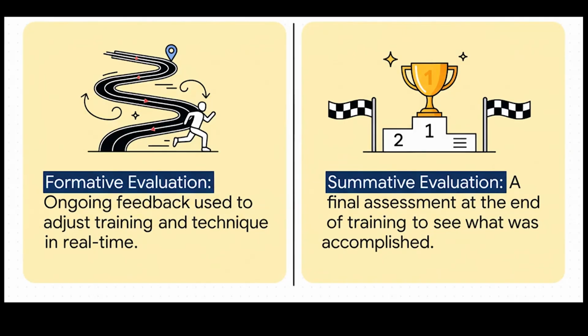Okay, so when we talk about evaluations, there are two main flavors you've got to know for the exam. First, you have formative evaluation. The best way to think about this is like your GPS, giving you real-time updates. It's the constant feedback loop. You're checking their form, asking how they feel, and you're using that info to make little tweaks to the program as you go. Then you have summative evaluation. That's more like the final report card at the end of the semester. It happens at the end of a training cycle to see, okay, what did we actually accomplish here?